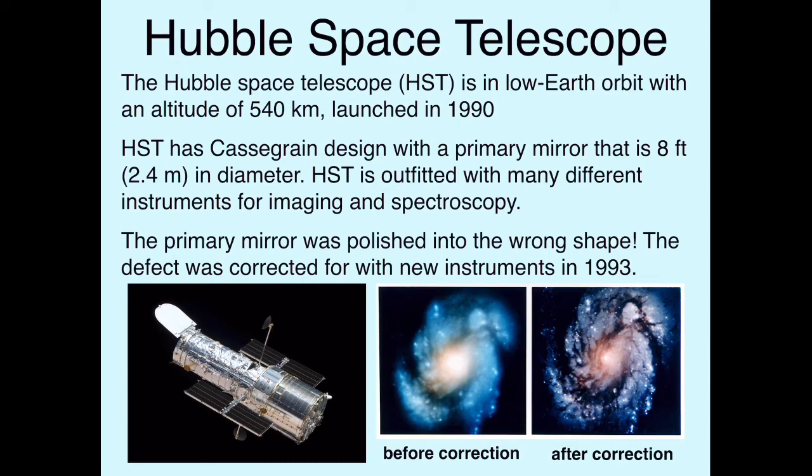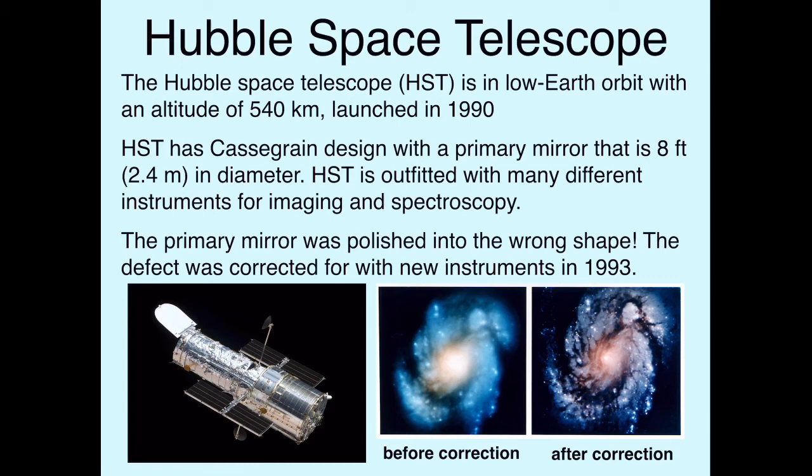And the design of the telescope is Cassegrain. So this means we have a primary mirror and a secondary mirror. For Hubble, the primary mirror is 8 feet in diameter. That's about 2.4 meters. And there are a whole bunch of different instruments on board the Hubble Space Telescope that allow it to take images of things and to perform spectroscopy. This means we can see the spectrum of the light that's being emitted by an object.